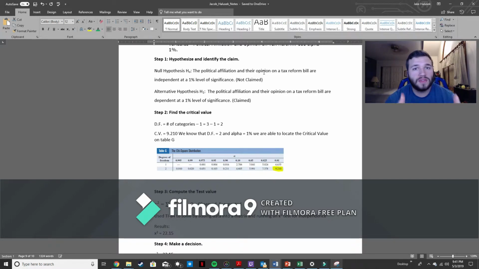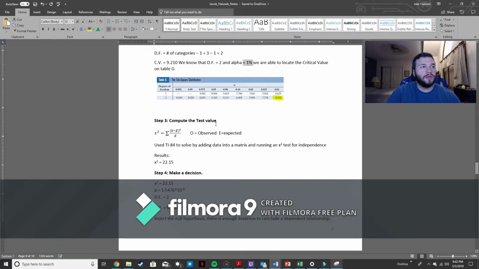We then move on to step number 2, finding our critical values again. Take our degrees of freedom, which is the number of categories minus 1, which is 3 minus 1 gets us 2. Then we know that the critical value will be 9.210. Again, we know that because we have our degrees of freedom here, 2, and our alpha at 1%. And we come down to our chi-square distribution table, down to our degrees of freedom 2, scroll on over till we get to alpha 1%, 9.210.